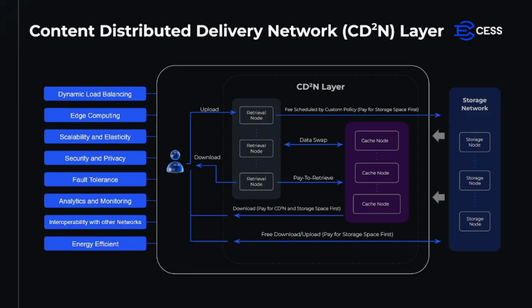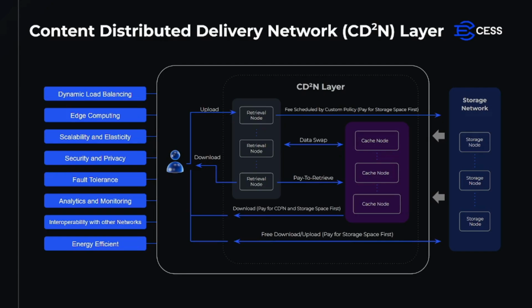Security and privacy, of course, are paramount. The CDN² layer incorporates advanced security protocols to ensure data integrity and privacy. Encryption techniques and secure key management protect data during transmission and storage, while blockchain technology provides a tamper-proof record of all transactions. Fault tolerance is another critical feature.